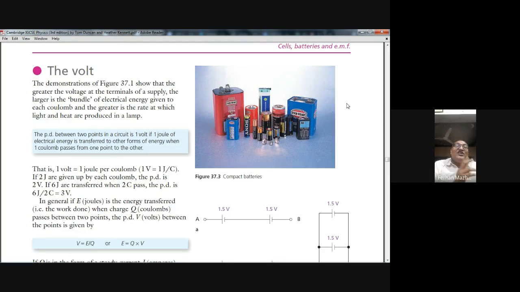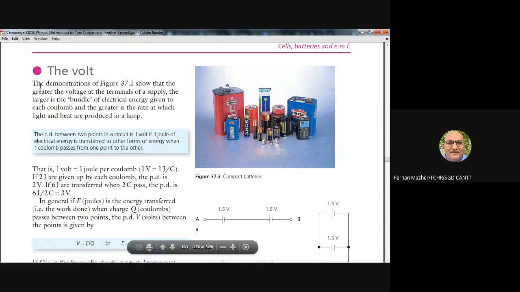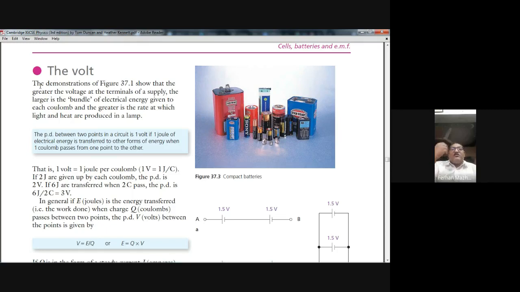So the potential difference is always across the electric components. For example, across the resistor, across a lamp, across a speaker, across a TV, across a fan, across a heater. So the term potential difference we use when we talk about those things which use electric energy. And the term EMF is used for the potential difference across the terminals of the source of electric energy. You see, so there's a difference.